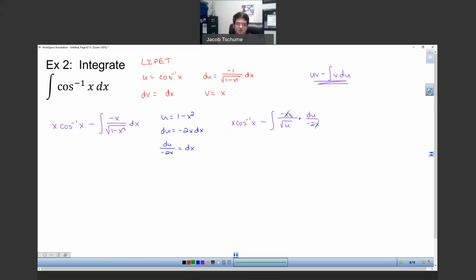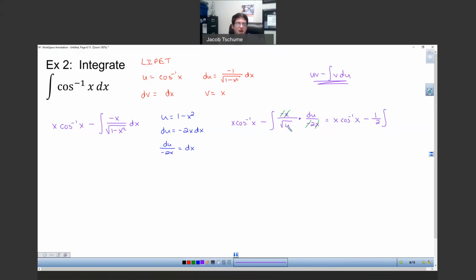The x's cancel, but also those negatives cancel. So if you brought it out to the front, it's okay. You would have to just do an extra step. But in the end, either way you do it should be fine. What I can do now is bring this extra 1/2 out front of my integral to make it x times the inverse cosine minus 1/2 times the integral.